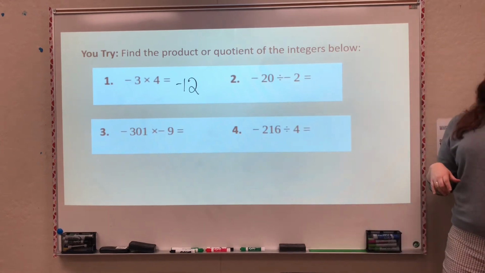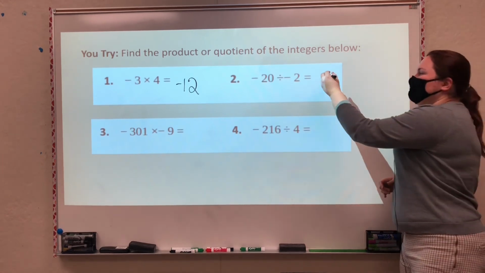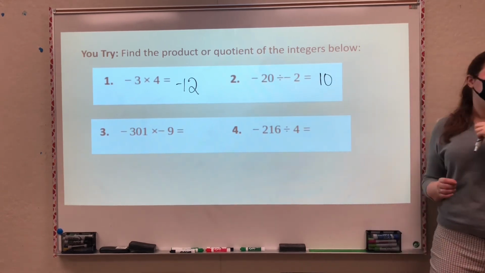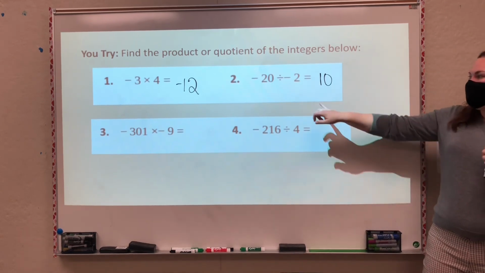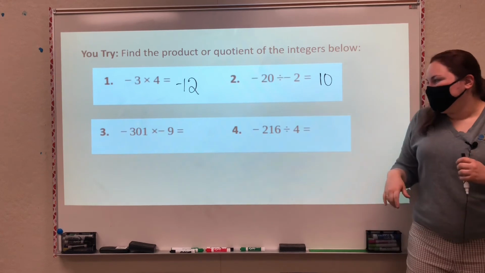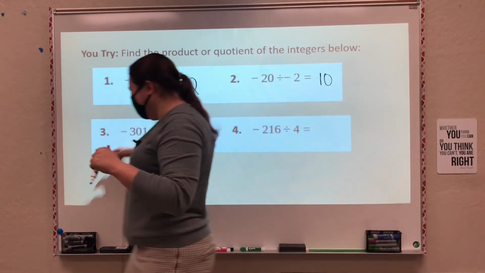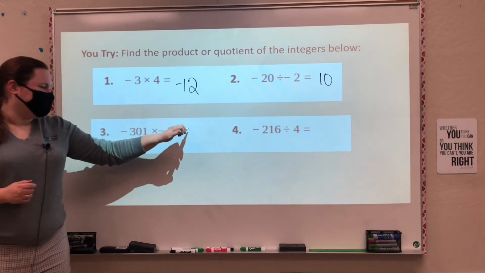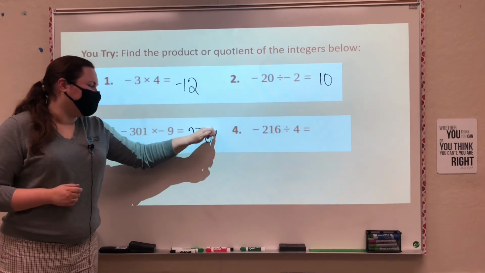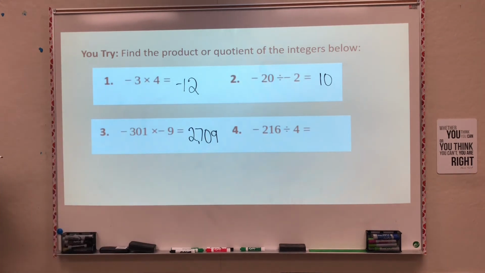The next one, negative 20 divided by negative 2. 10. Positive. Why is it positive? Because they're two of the same sign. Yep. Two negatives. Number 3, this is where I made the math a little more fun. What do you get when you multiply negative 301 times negative 9? Is it 2,709? It is 2,709. And you read that perfectly too.